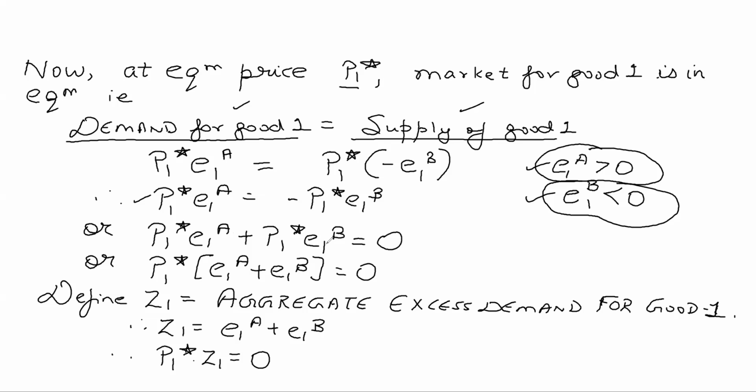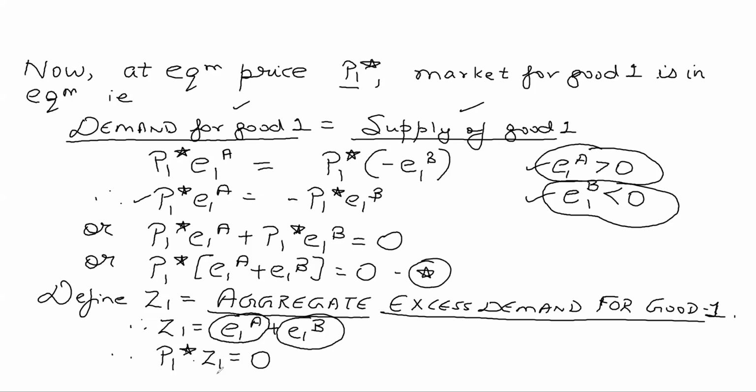Now we define Z1 as the aggregate excess demand for good one. Aggregate excess demand for good one means excess demand for good one by agent A plus excess demand for good one by agent B. So I can write equation star like this, P1 star into Z1 is equal to 0. I hope all students are clear with this.